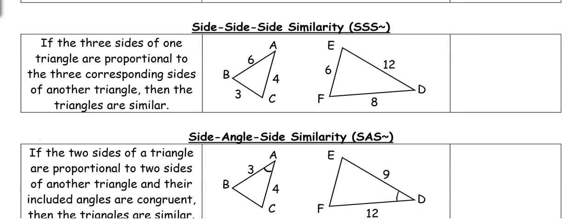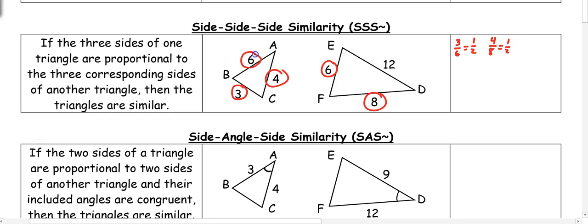The second method is side-side-side similarity. In side-side-side similarity, if three sets of sides of the triangle are proportional to three sets of the corresponding sides of the other triangle, then the triangles are similar. When we're trying to figure out if they're similar, we want to figure out sides that are going to match up and maybe reduce to the same ratio. In this case, I'm going to use 3 over 6, which reduces to 1/2, 4 over 8, which reduces to 1/2, and 6 over 12, which reduces to 1/2. Because they all reduce to the same fraction, the triangles are similar.